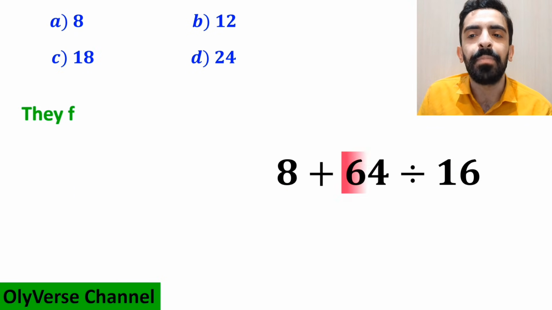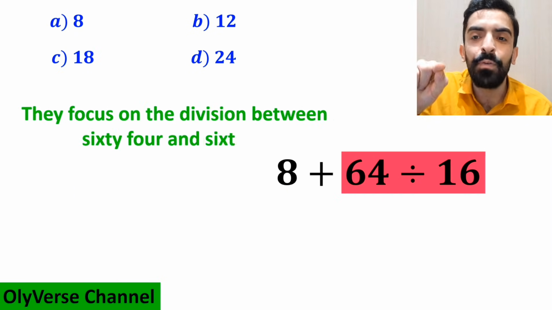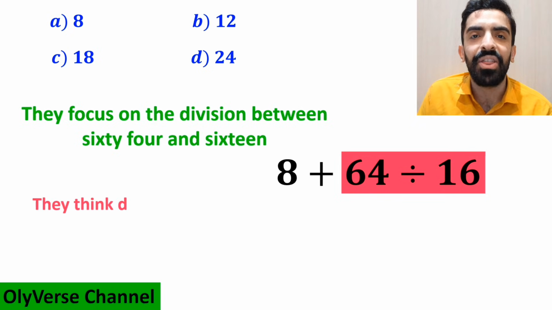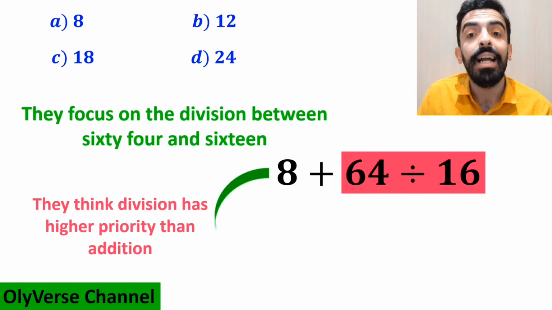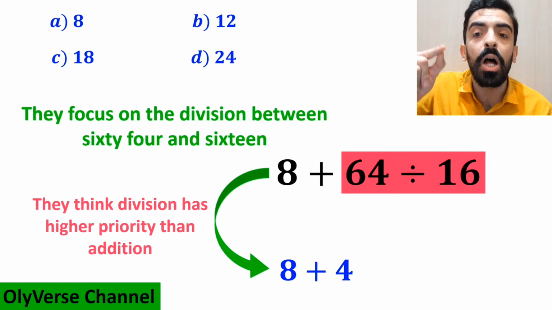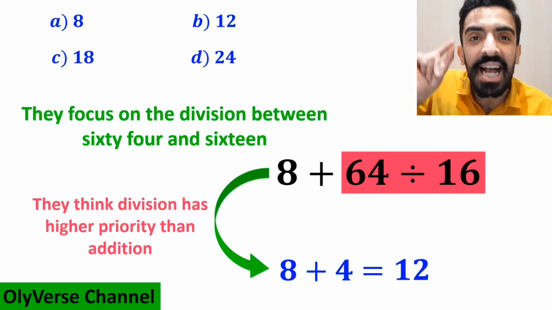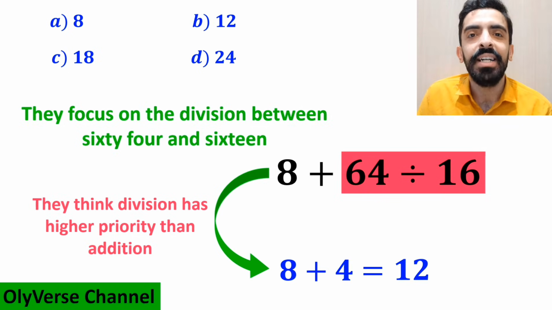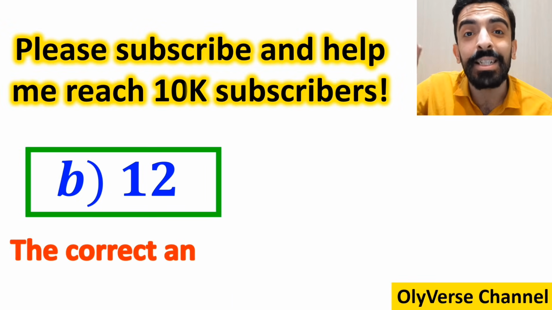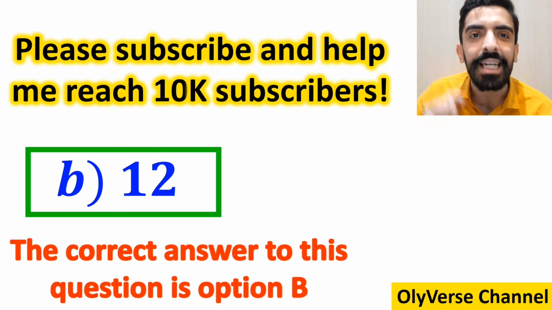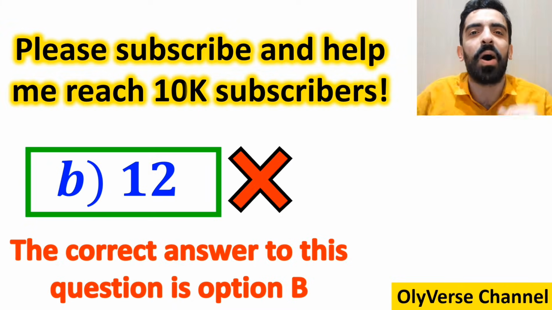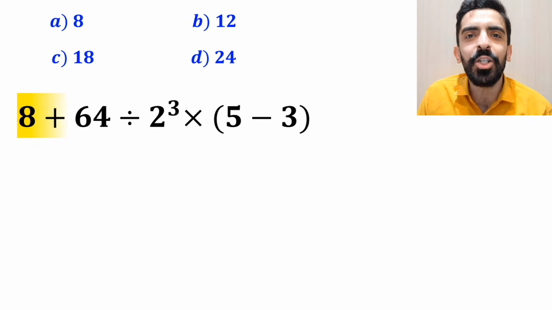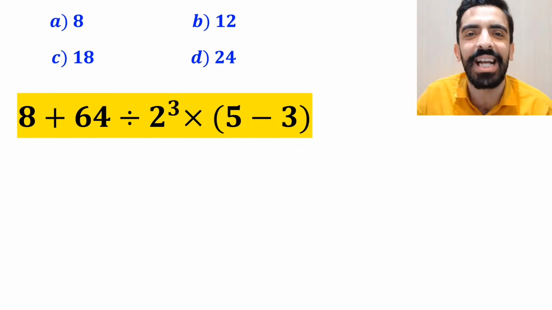And the final step, they focus on the division between 64 and 16 because they think division has higher priority than addition. And they rewrite this expression as 8 plus 4, which finally gives them the answer 12. Then, they conclude that the correct answer to this question is option B. However, this answer is absolutely wrong. Alright, now let me show you how to solve this expression correctly.